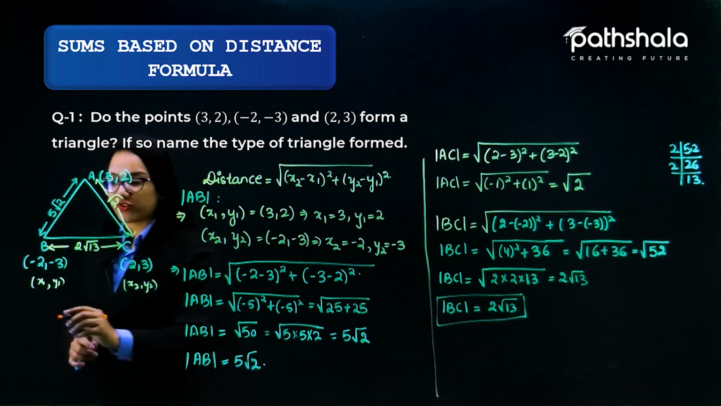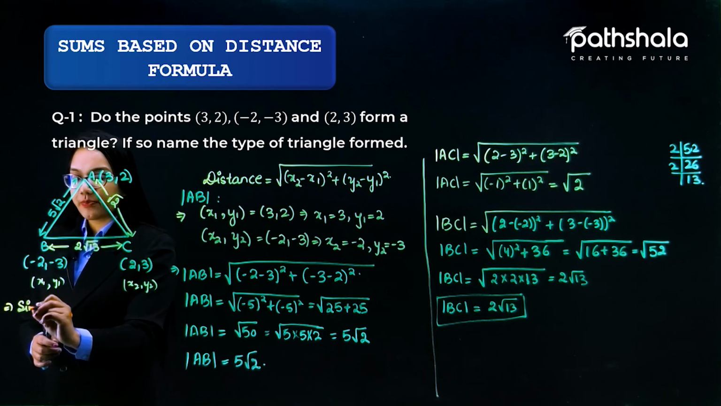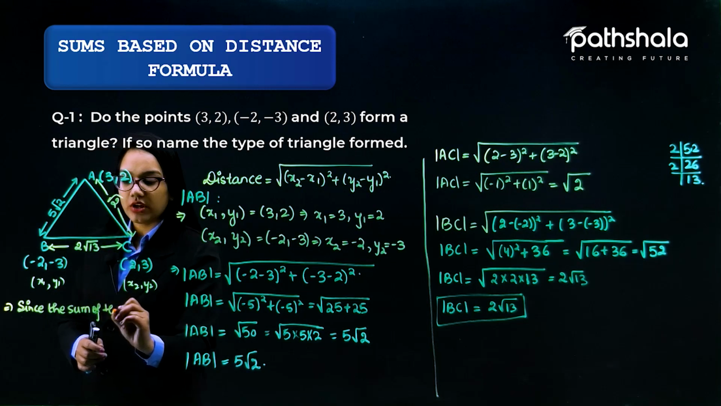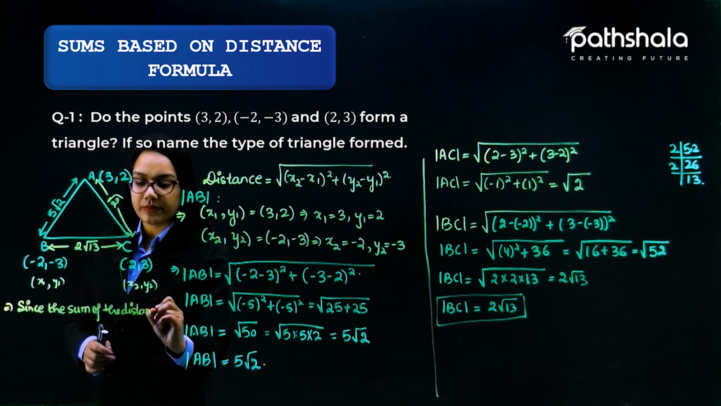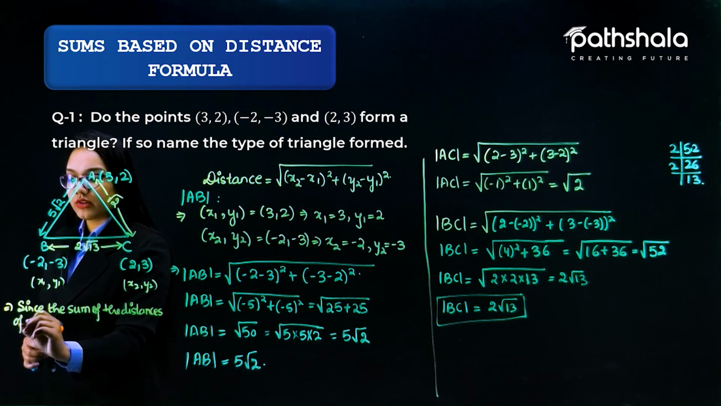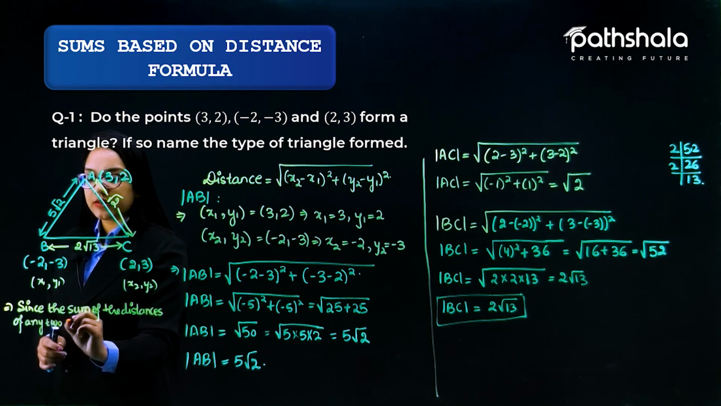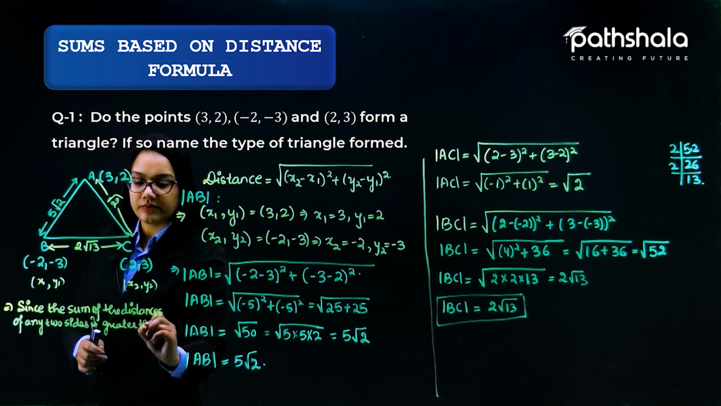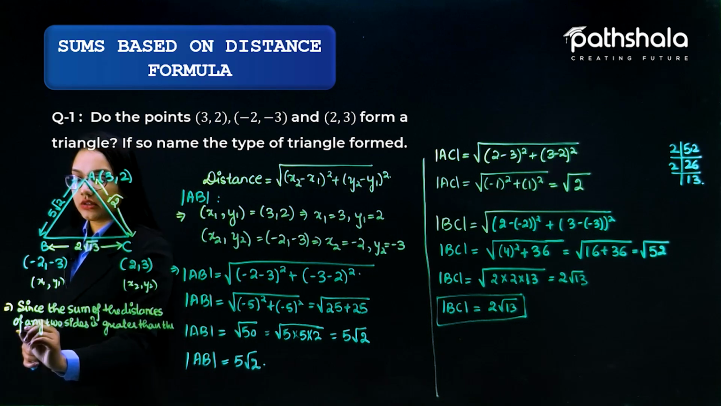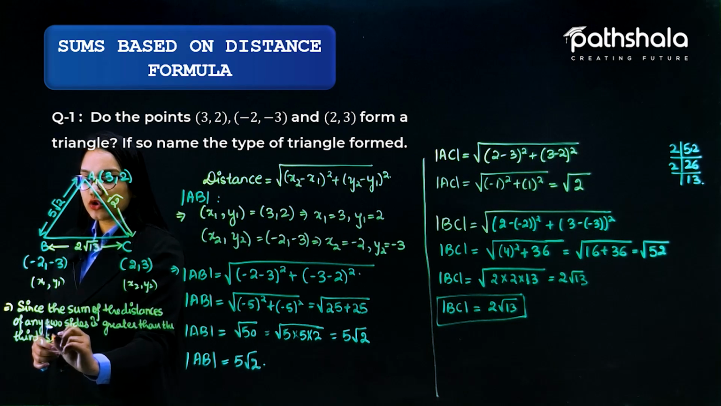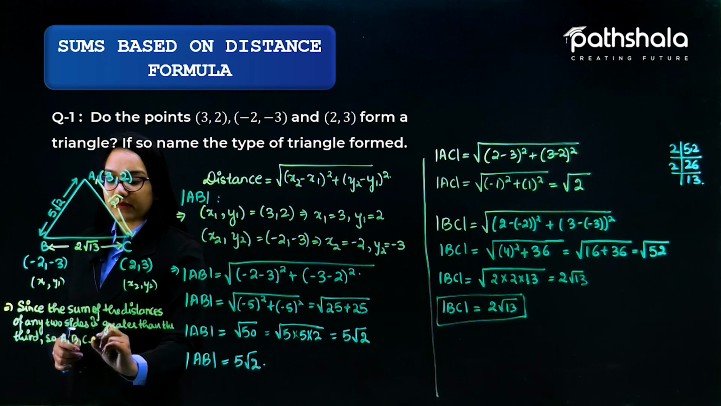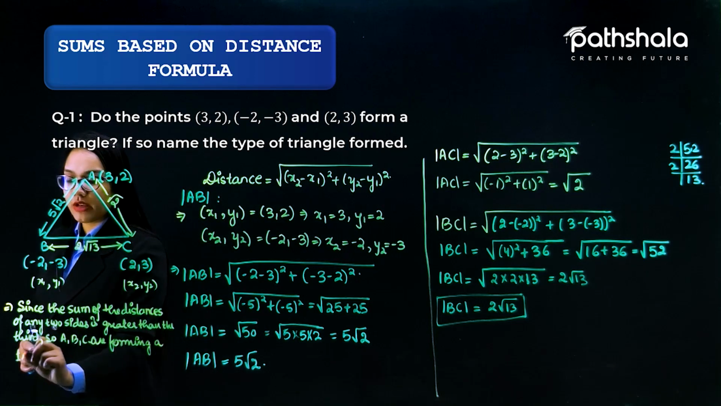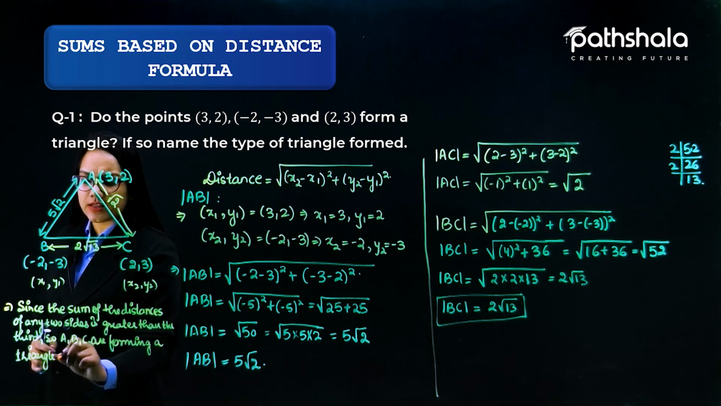So let us suppose I am writing the conclusion over here: since the sum of the distances of any two sides is greater than the third, A, B, C are forming a triangle. So this is the answer for the very first part.